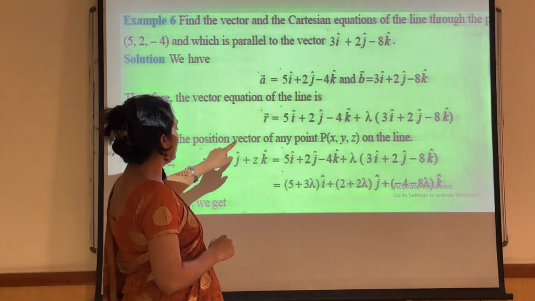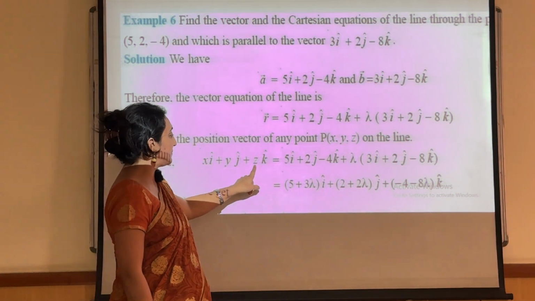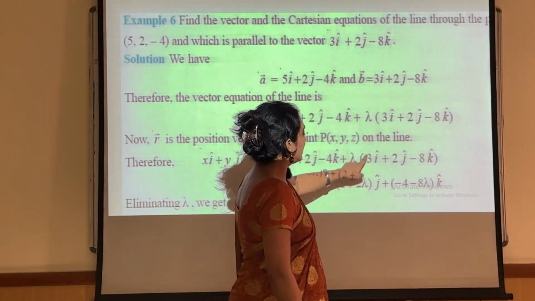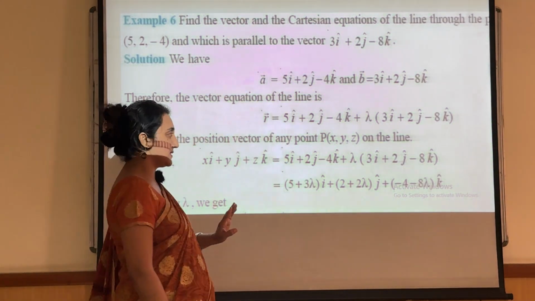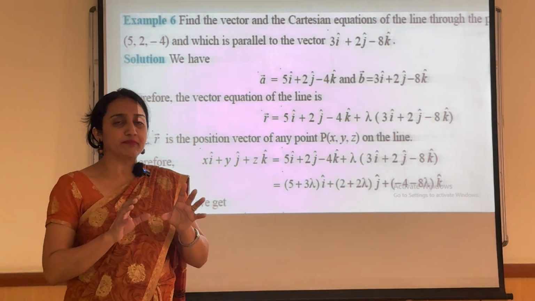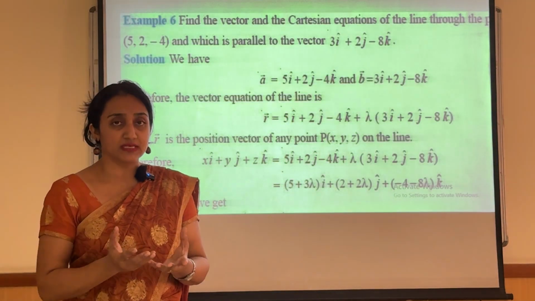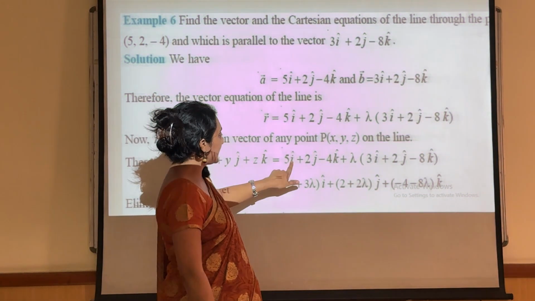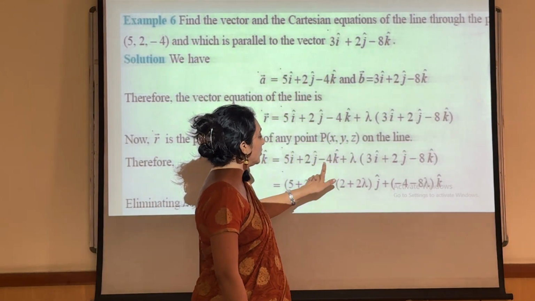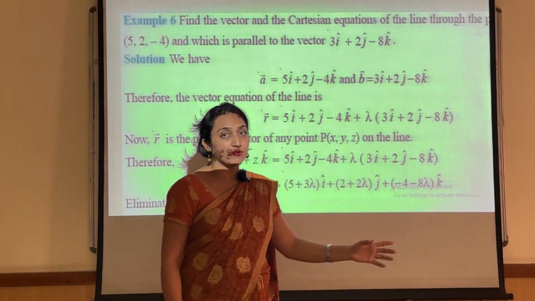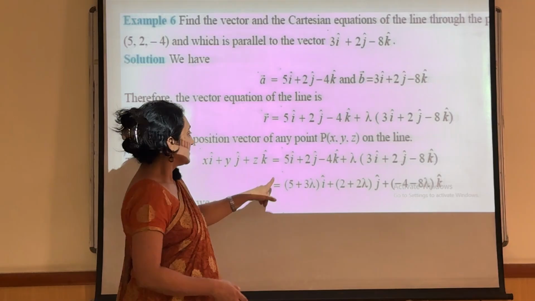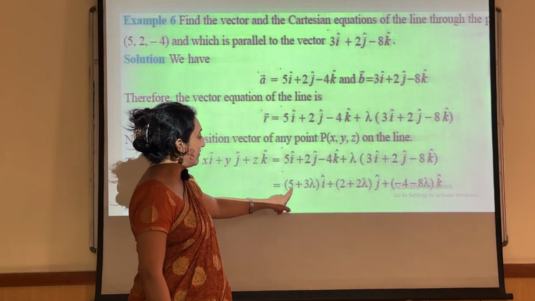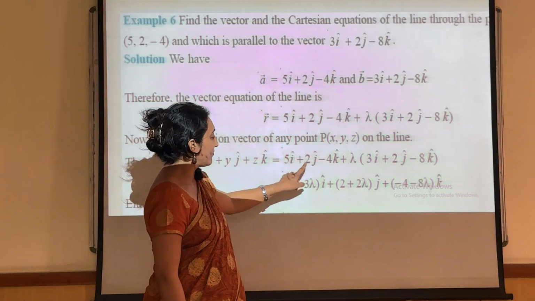So vector R will be written as xi plus yj plus zk cap equals vector A, which we will keep as such, plus lambda times vector B, which we will also keep as such. Now to make the equation simple, if you notice on the right hand side there are two terms with i cap, two with j cap, two with k cap, we will club them. So it is 5 i cap plus lambda times 3 i cap.